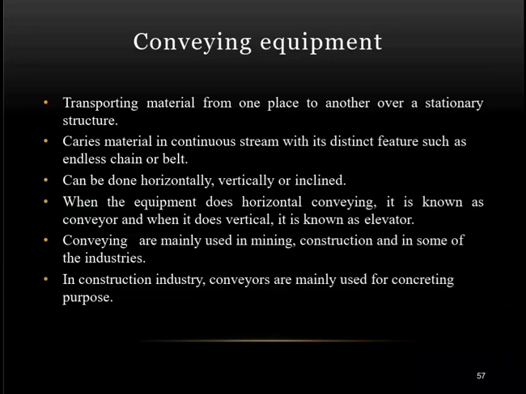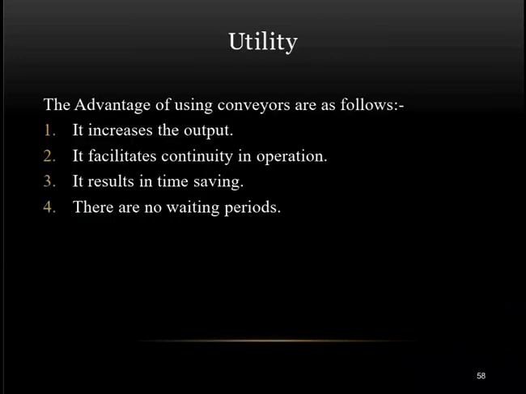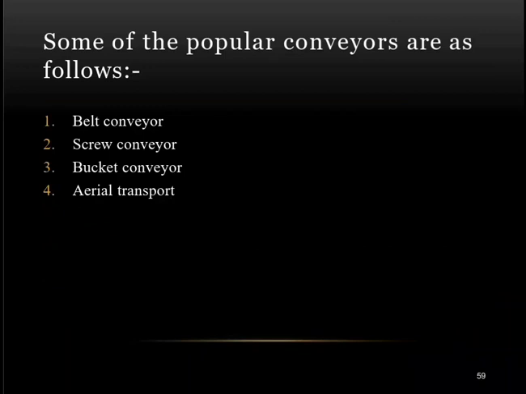In the construction industry, conveyors are mainly used for concreting purposes. So the utility, or say the advantages, of using conveyors are as follows. It increases the output, it facilitates continuity in operation, it results in time saving and there are no waiting periods. Next, some of the popular conveyors are as follows: belt conveyor, screw conveyor, bucket conveyor and aerial transport.